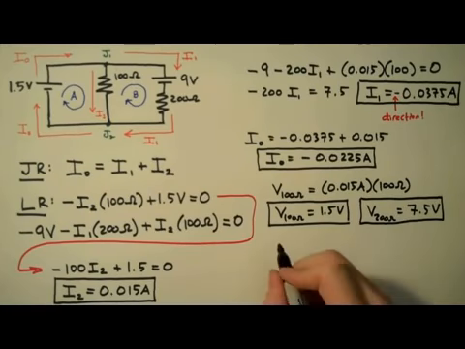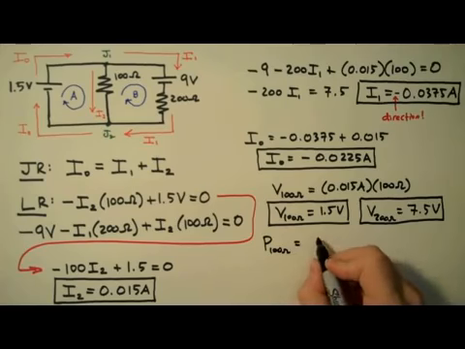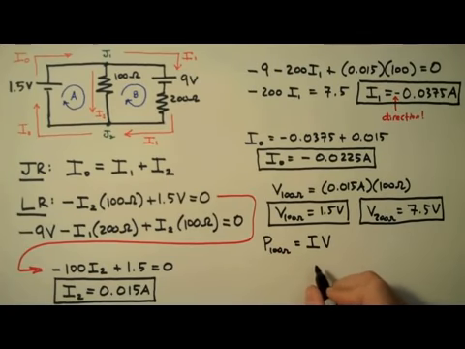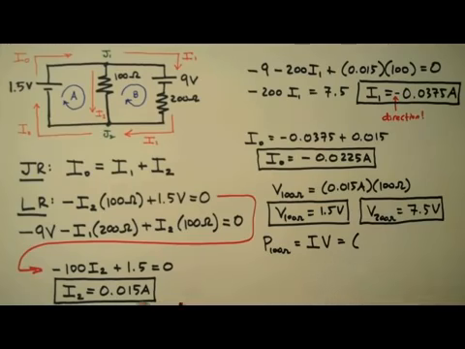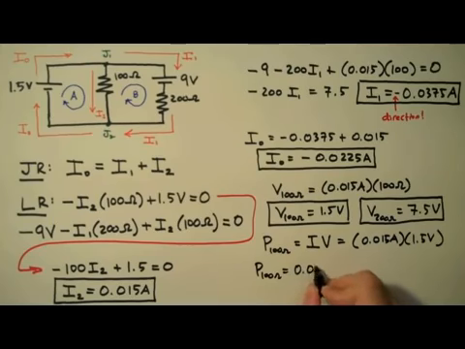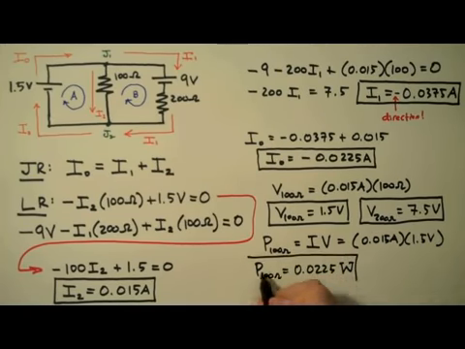To determine the power dissipated by these resistors, we simply multiply the current through by the voltage across, IV. And we find out for the 100 ohm resistor, we're going to use the 15 milliamps for the current and the 1.5 volts we just determined. And we find out that the power dissipated by the 100 ohm resistor is going to be 0.225 watts. 22.5 milliwatts.